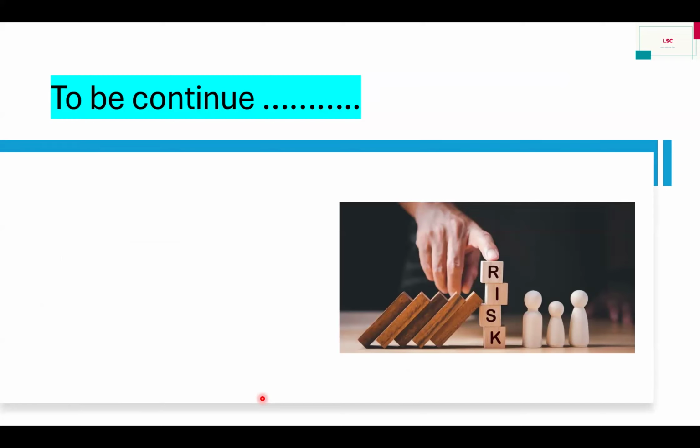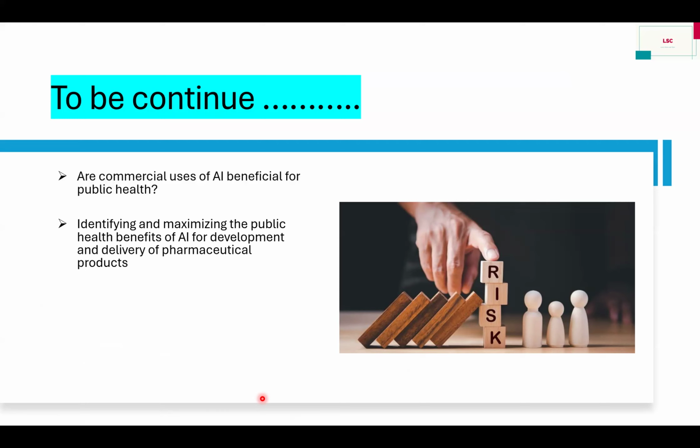This is a very small introduction to AI. In the next video, we will cover the benefits, maximizing public health, what the risks and challenges will be, what the challenges are with the regulatory requirements, and what the next steps will be. So please stay tuned and understand the use of AI and machine learning in the pharmaceutical industry.